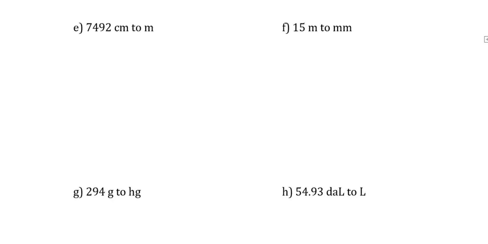So let's take a look at an example. 7,492 centimeters to meters. I want you to try to set it up, and I want you to think about, is the number going to get bigger or smaller? More meters, fewer meters, how does that work? Set it up the same way.